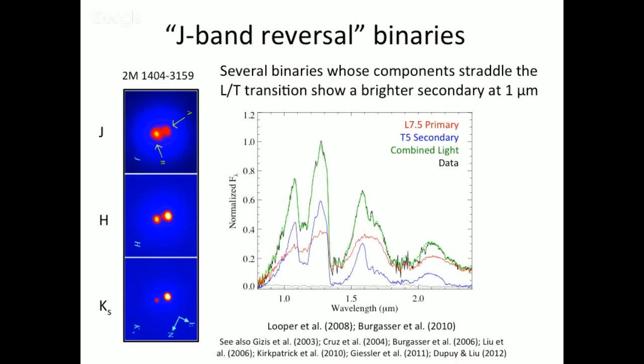I would say the more dramatic example of this is when we look at binaries that are actually composed of late L dwarfs and T dwarfs, we see this really amazing thing where, in fact, you can see this inversion, this brightness, in the two components. And so this is AO imaging of this particular system, 2MASS-1404. And this is at J band, H band, and K band. And you can see that what you call A or B depends on what wavelength you looked at it in the first place.